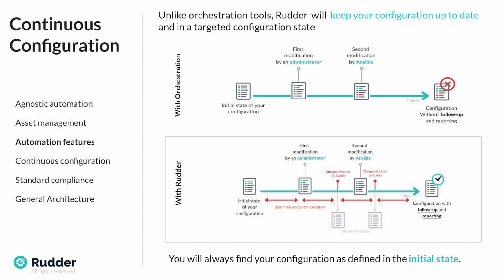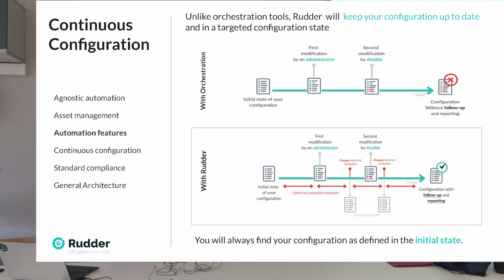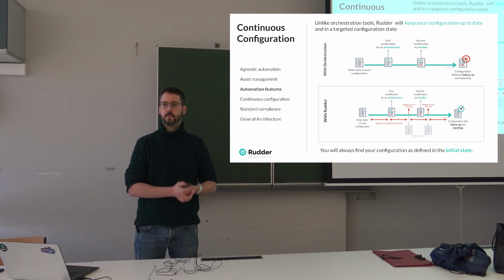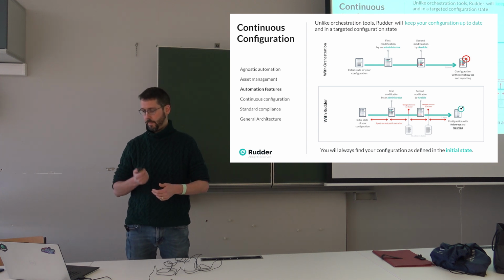So what you will have is you define your desired state with Rudder, so it's declarative. The agent will compare the state of your system with your desired state and correct if necessary. If not, it will fix it, and it will always report back to you based on the state of your system. With orchestration, you will need to manually push something to check the state of your system. So that's the big difference between configuration management as we do it and orchestration.